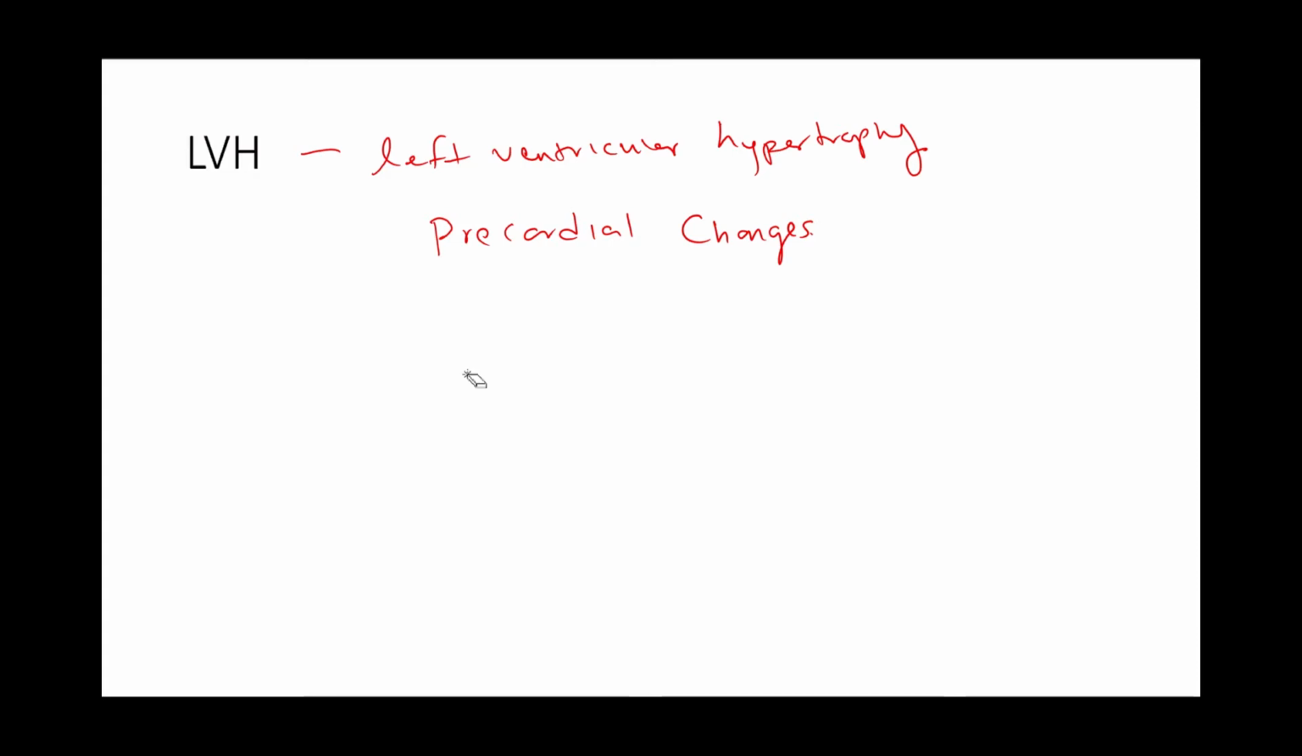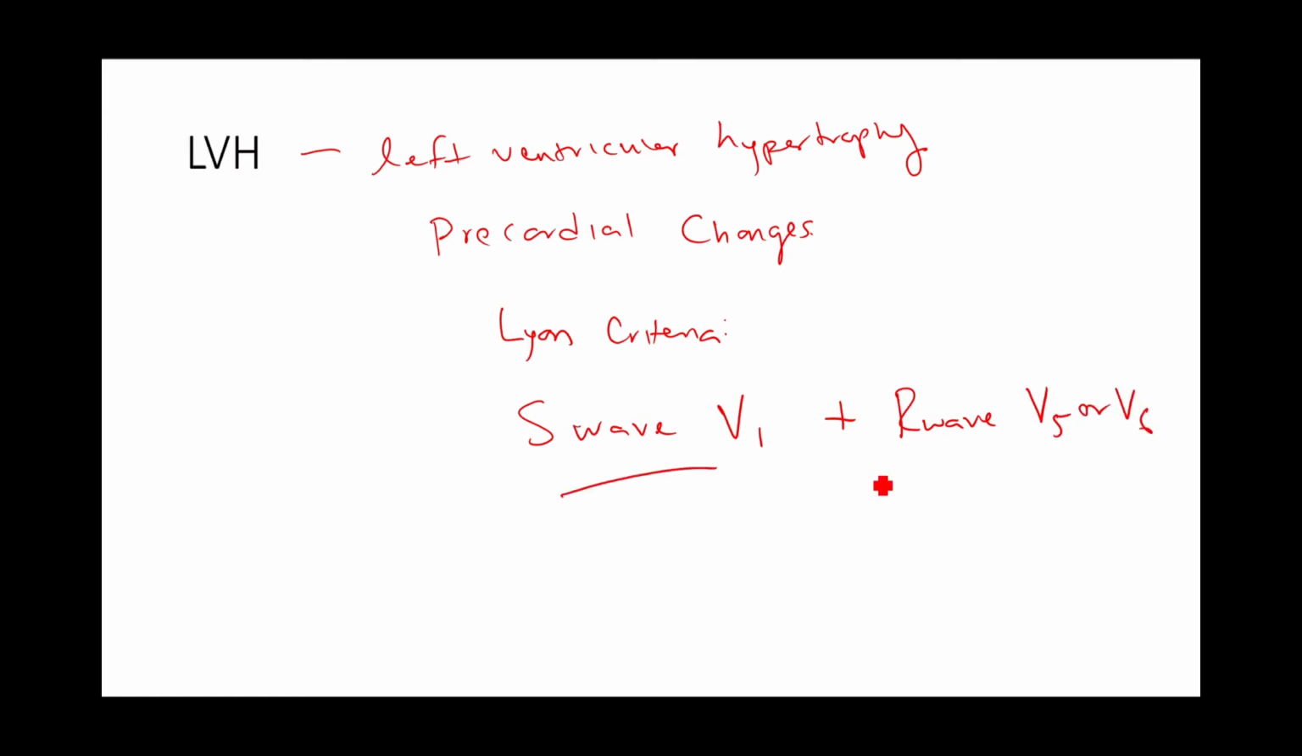The most common criteria used to determine if LVH is present is called the Lyon criteria, in which you take the S wave of V1 and add it to the amplitude of the R wave in either V5 or V6. You want to add these two amplitudes, and if it's greater than 7 big boxes or 35 millimeters, which are both the same thing, then you have LVH.